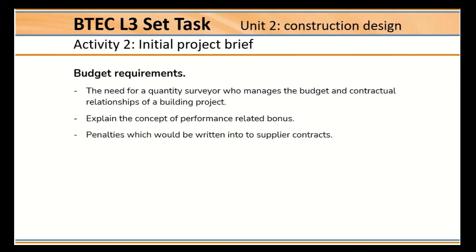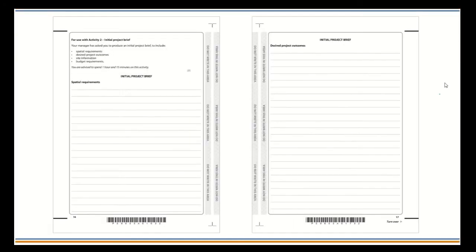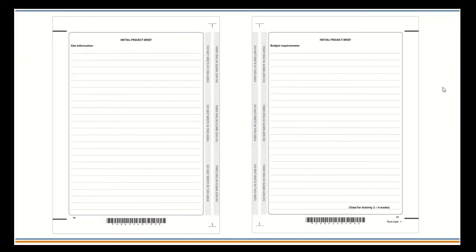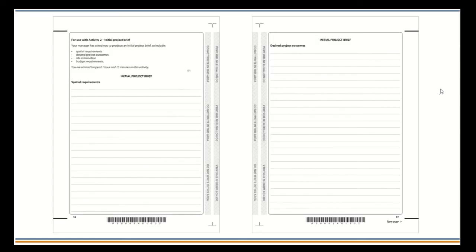In this question, you also need to mention the need of a quantity surveyor to manage the budget and contractual relationship of the building project. The quantity surveyor has the role of planning and controlling to ensure correct budget spend. Bonuses and penalties are contractual provisions often included in construction contracts to incentivize timely completion, quality workmanship, and adherence to project specifications. This is the available space that you have to complete the activity. 1 page per bullet point, 4 pages in total.